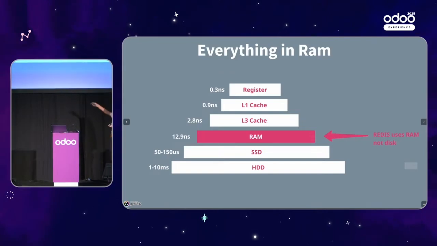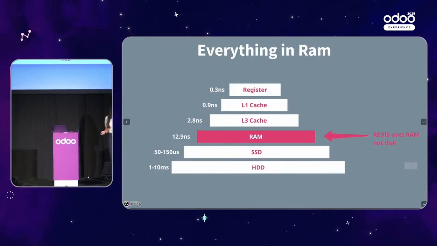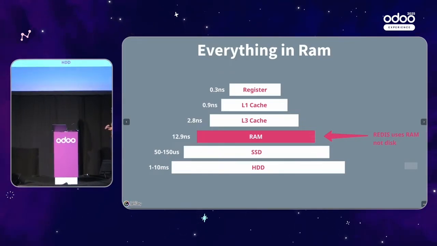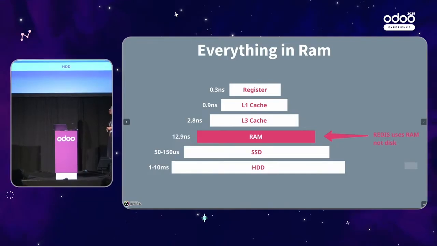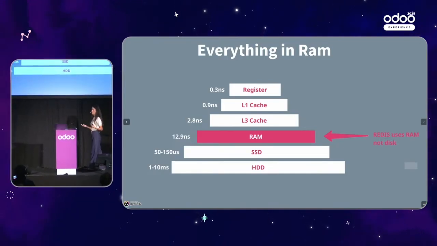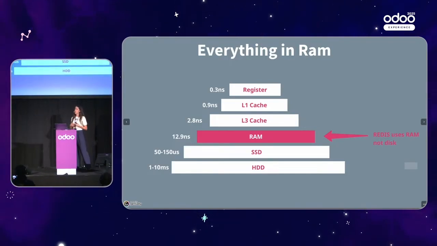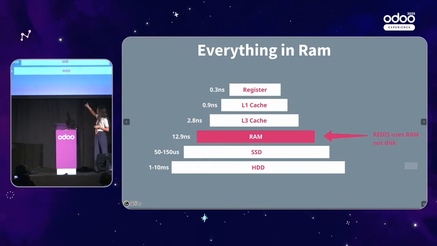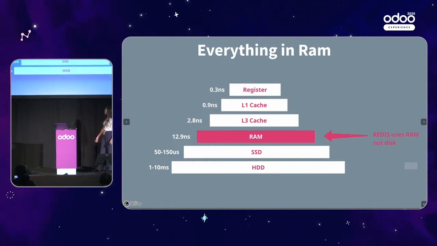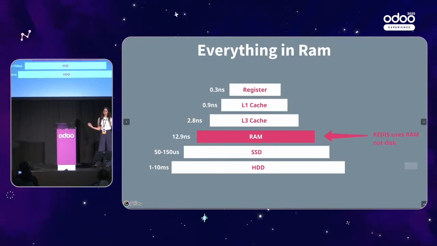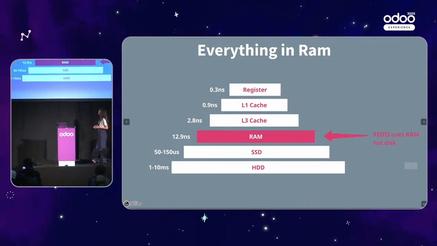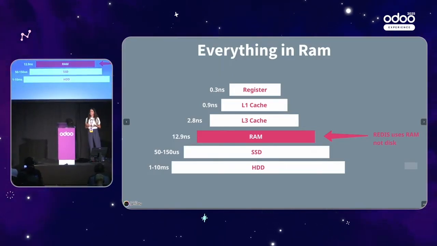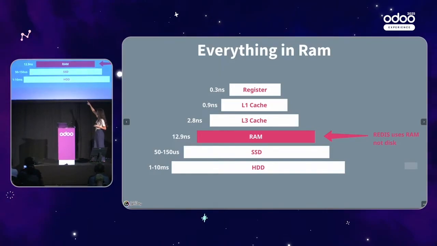So you can see here a pyramid with all the different memories that we have available. At the top of the pyramid, we have the fastest memories, but as well the less persistent and smaller memories. And at the bottom of the pyramid, we have the biggest memories, the most persistent ones, but as well the slowest ones. So as you can see, Redis lives in RAM, which is above, on the pyramid, the regular SSD memory.